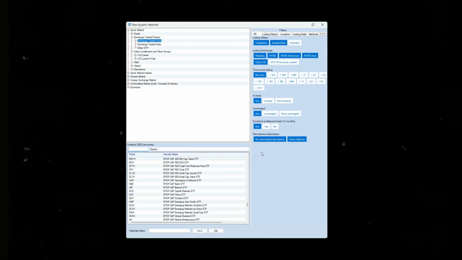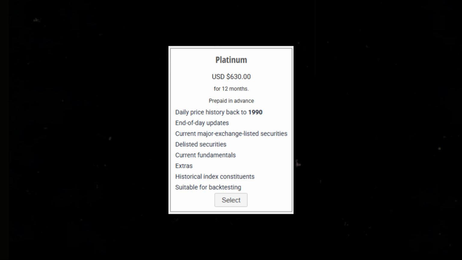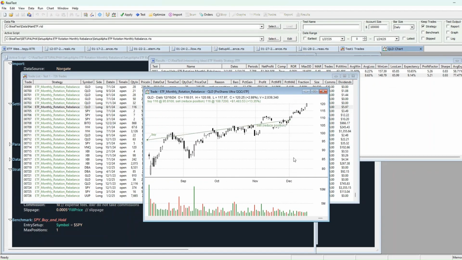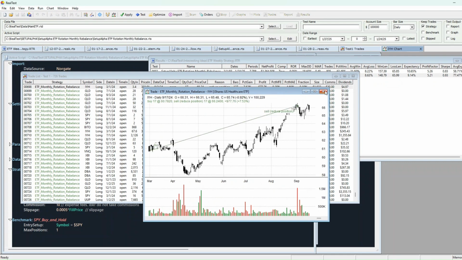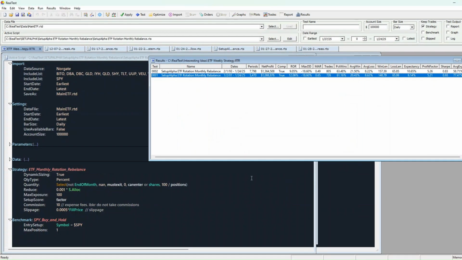First, let's talk about the foundation of this strategy. It's built using Norgate data. I use the Platinum subscription, which provides highly reliable ETF symbols and data. If you're not familiar with Norgate, I'll link their platform below. It's essential for strategies like this.